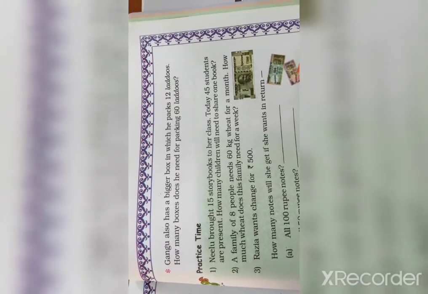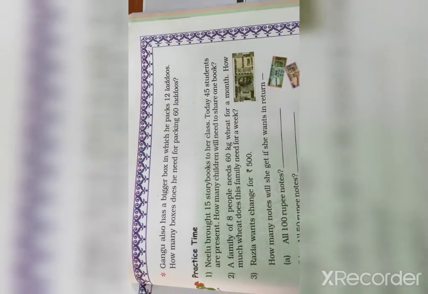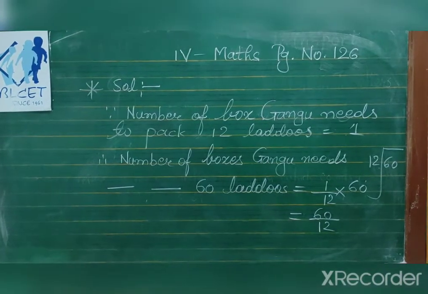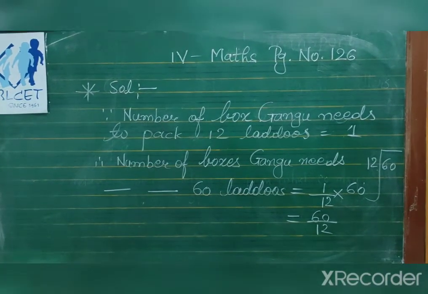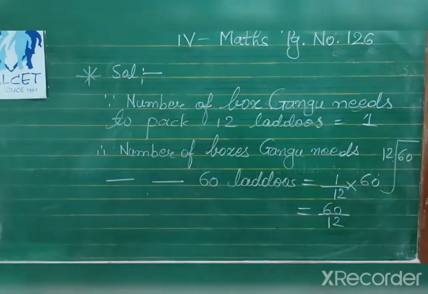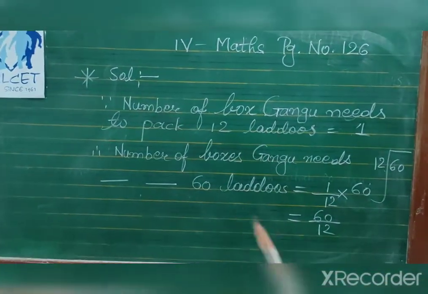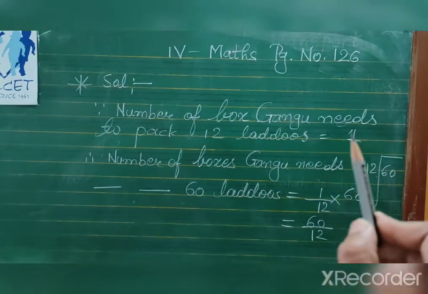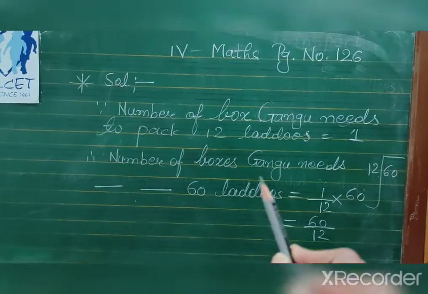Now see, Gangu also has a bigger box in which he packs 12 laddus. How many boxes does he need for picking 60 laddus? Let us start. Now see, the number of boxes Gangu needs to pick 12 laddus is equal to 1. In one box, Gangu wants to pick 12 laddus. Now the number of laddus is 60. So the number of boxes Gangu needs to pick 60 laddus.